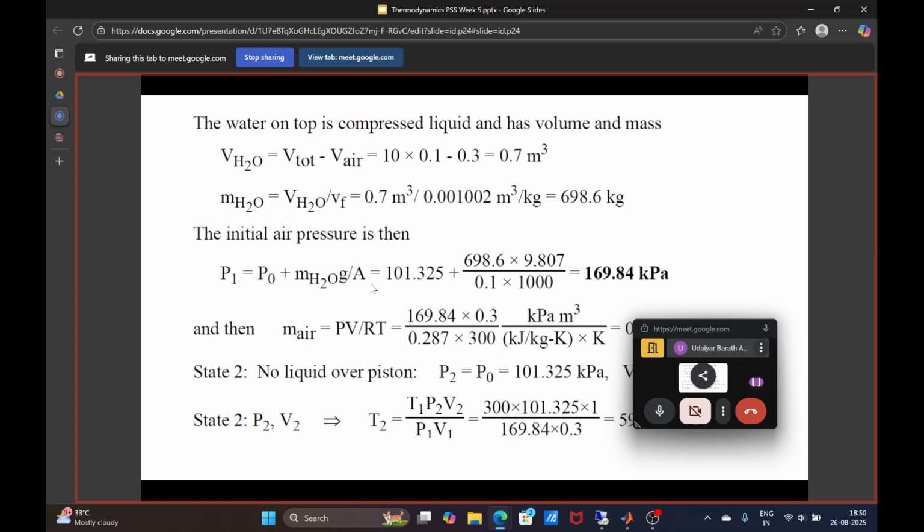mg, your mass times g, divided by area, or you can use rho g h, you will get the same. So we get 101.325, which is atmospheric pressure, plus your mass of water 698.6 multiplied by g 9.807, divided by your area 0.1, divided by 1000 to convert into kilopascal, since your atmospheric pressure is in kilopascal. So that gives you 169.84 kilopascal.